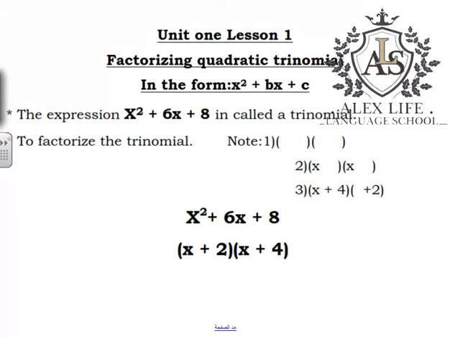So, unit 1, inshallah, is factorizing the quadratic trinomial in the form x to the power 2 plus bx plus c. The expression x to the power 2 plus 6x plus 8 is called a trinomial. Why trinomial? Because it has 1, 2, 3 terms. Okay? How can we factorize it? Factorizing means to reach the product of two terms or more, or two expressions, the product of two expressions.